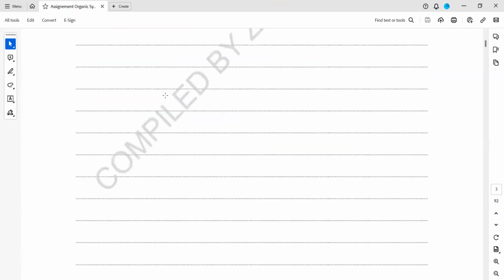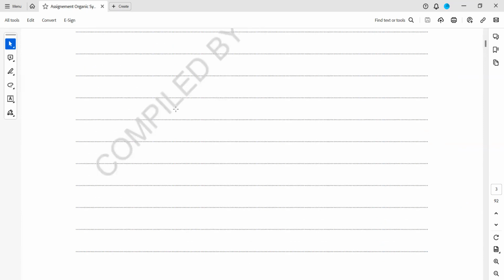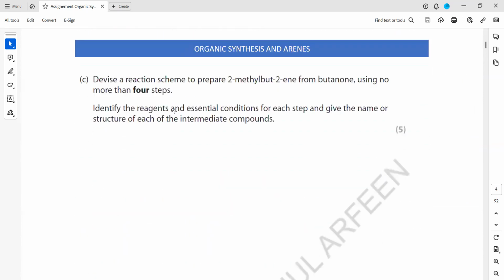I have shared all the reaction schemes for both arenes and aliphatic compounds. You should go through them, as they can ask in an exam to prepare different compounds from different starting reagents.